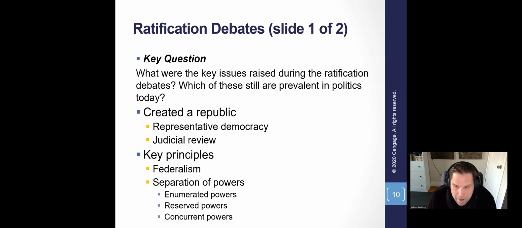There were enumerated powers, those specifically granted to the federal government. There were reserve powers, those that were specifically reserved for the states to decide upon. And then there were concurrent powers, where states had some degree of power, the federal government had some degree of power to determine what would ultimately happen, but ultimately you had this idea of federal supremacy.